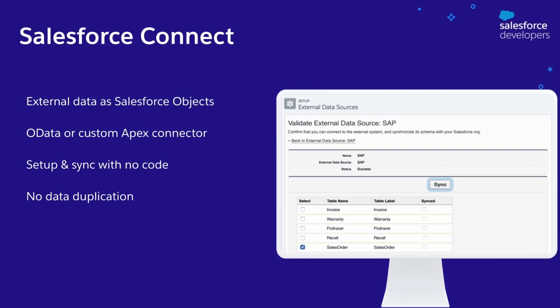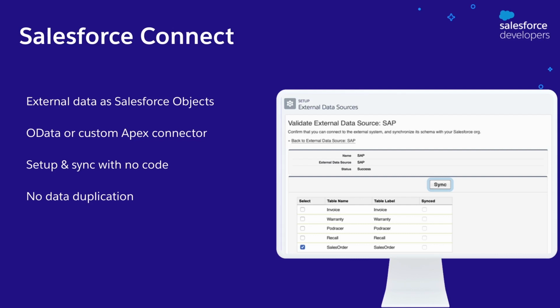First, I'm going to start with Salesforce Connect. Salesforce Connect surfaces external data inside of Salesforce. The data looks just like a native record in Salesforce, but actually it is never copied into Salesforce. You can set up Salesforce Connect using an OData source, or you can also create your own custom Apex connectors. The setup is very simple. You can just use a declarative tool to sync your data with your external system. The data is never duplicated in Salesforce, but it's visible as if it were a Salesforce native object.